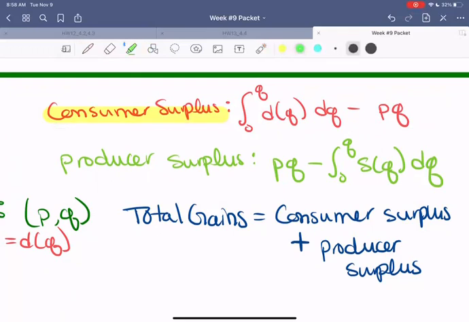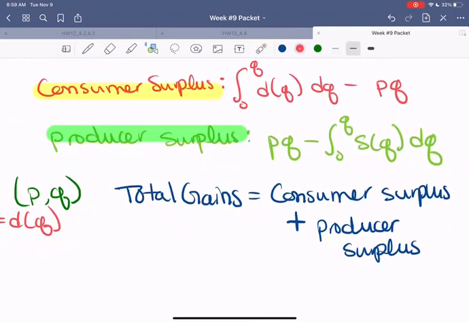Then we also have our producer surplus. The producer surplus looks like P times Q minus the integral of supply from 0 to Q. We should think of this as the total coming in from producing Q items, minus the total price for producing that certain supply of Q items. So that's how much extra we have as a producer. And then a final bit of vocabulary here is our total gains. Total gains is equal to the sum of consumer surplus plus producer surplus.